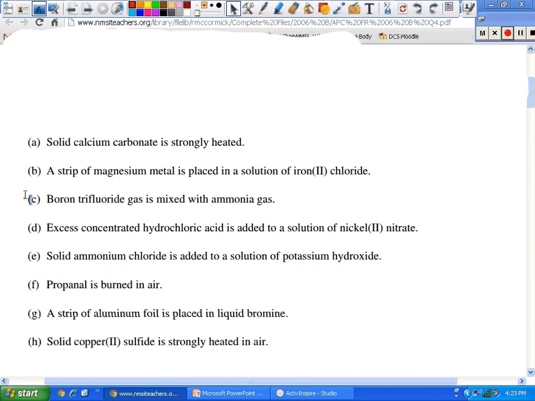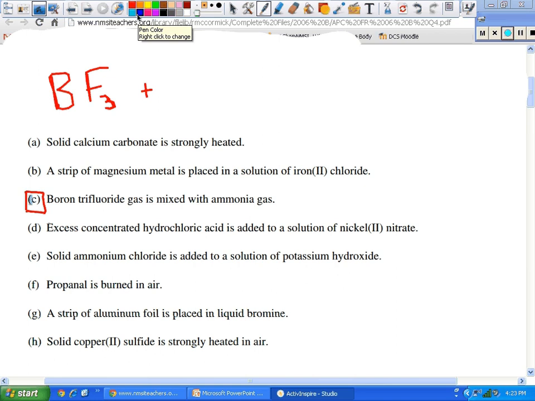We should recognize this. This is boron with a halogen. Remember, BF3 was the most famous Lewis acid. Very good. That's why I want to go ahead and do this one, because I wanted to show it to you. This is Lewis acid. Now, I wrote that wrong today. That's why I want to go back and fix it. So boron trifluoride gas mixed with ammonia gas. And so plus NH3.